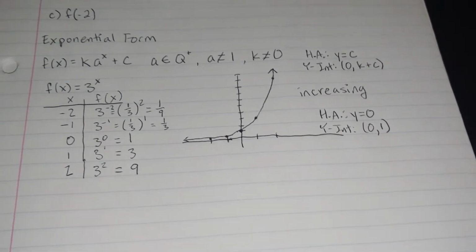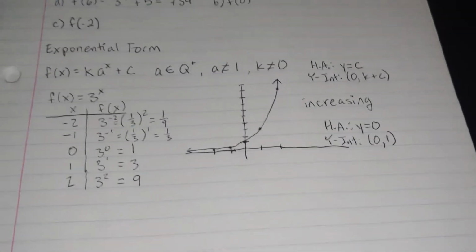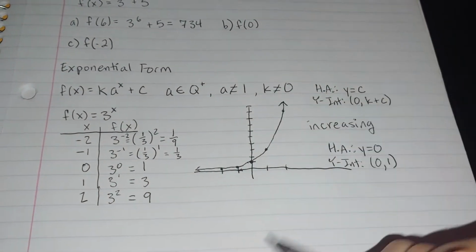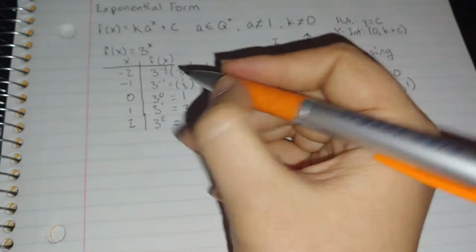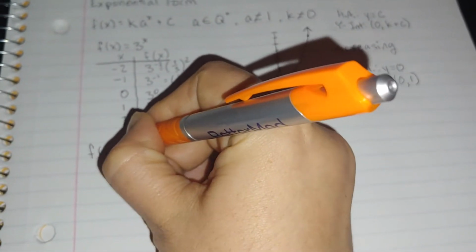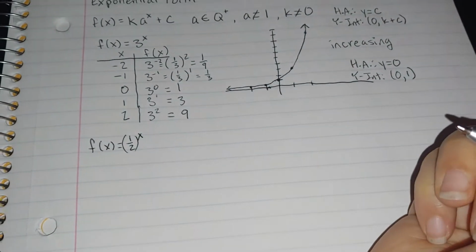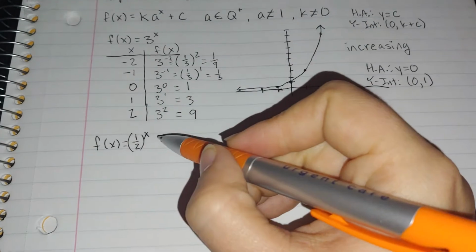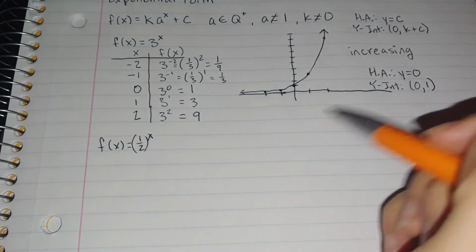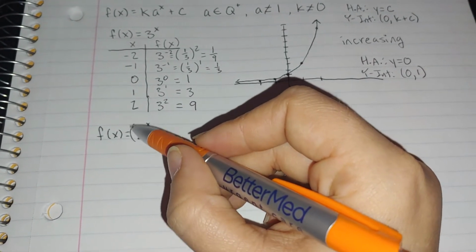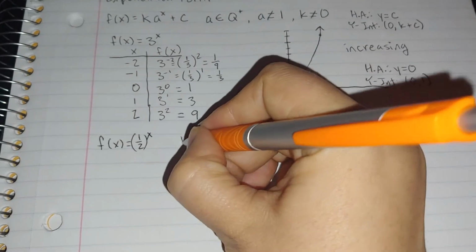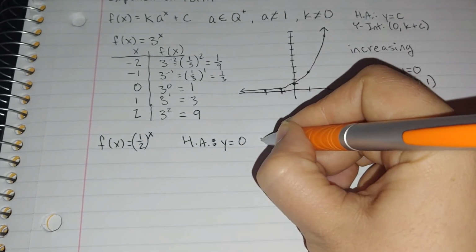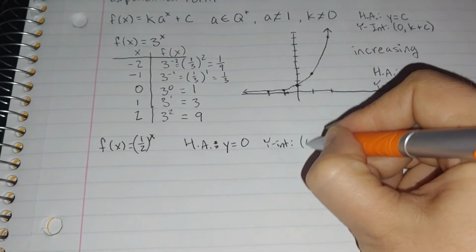Now, what would happen if instead of using an integer, I used a positive rational number that wasn't an integer? Let's take a look. All right, well, I already know that my horizontal asymptote will be 0 because c is 0, and that my y-intercept will be 1 because this is 1 plus 0. Horizontal asymptote, y equals 0, and my y-intercept occurs at 0, 1.